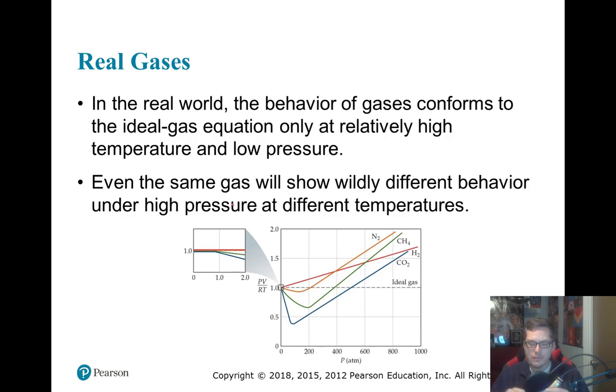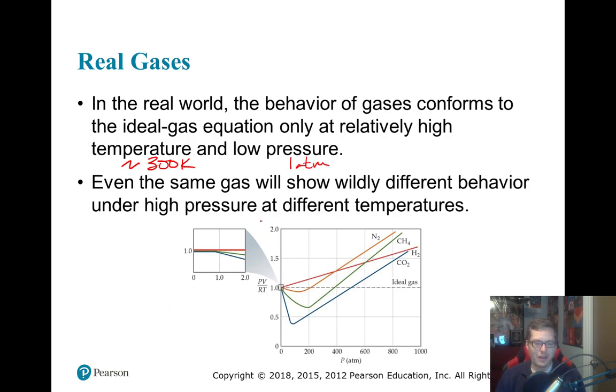So this first bullet here says, in the real world, the behavior of gases conforms to the ideal gas equation only at relatively high temperature and low pressure. Okay, now what do they mean by that? Well, high temperature, this is stuff around about 300 Kelvin. Okay, and low pressure is somewhere around 1 atmosphere.